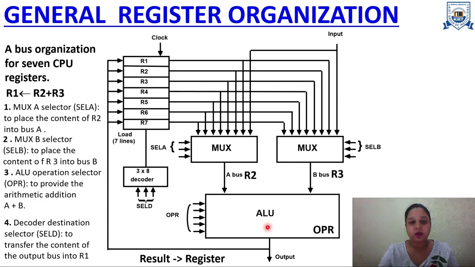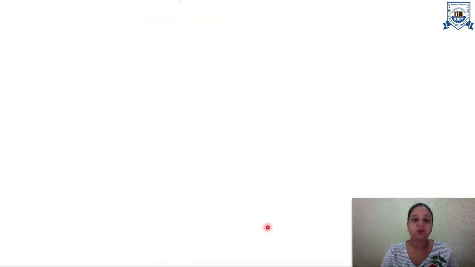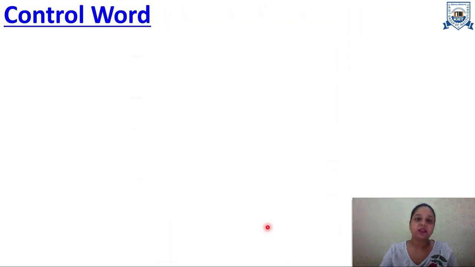Now the point is that we have shown the micro operation on this general register organization, but the computer does not understand the micro operation. It understands the binary forms only. So let's see how we can give that control word.